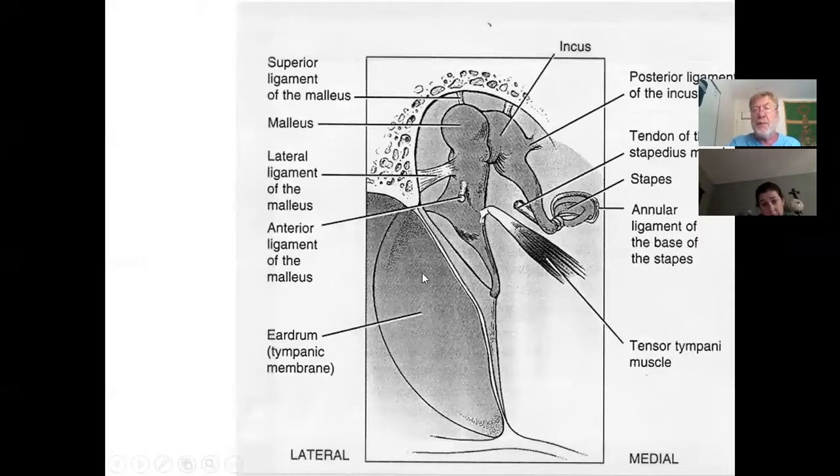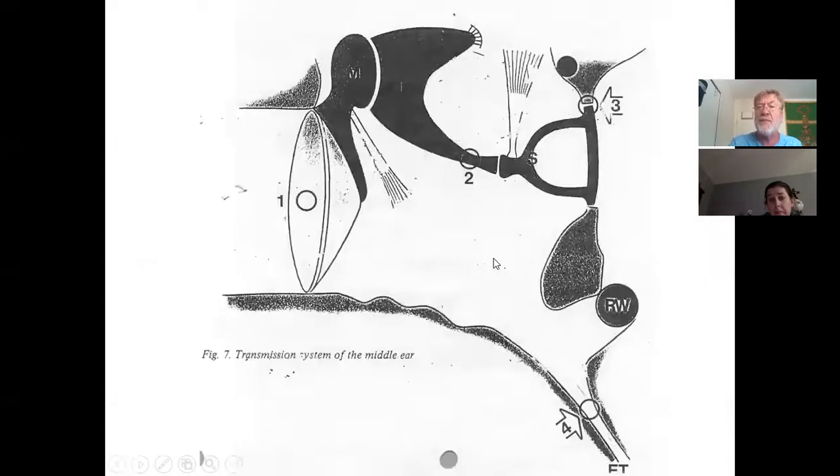All right, this is another picture of the ear drum. Malleus, incus, stapes. You can see the ligaments all here, holding the ossicular chain. Oftentimes, the three ossicles are called the ossicular chain. They work as a unit. And here's the tensor tympani muscle. Here's a tendon of the stapedius muscle. And the stapedius muscle is attached to the neck of the stapes. And the tensor tympani muscle is attached to the manubrium of the malleus, the handle of the malleus.